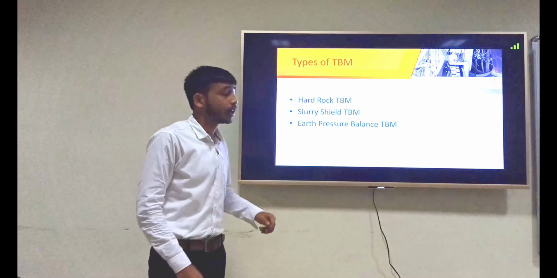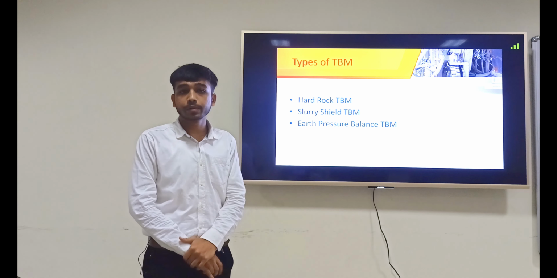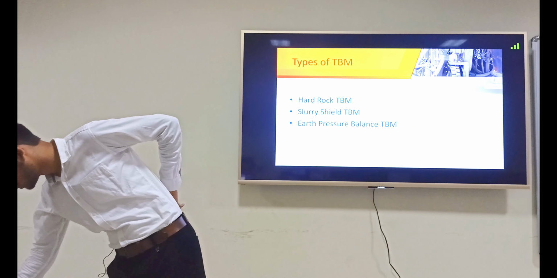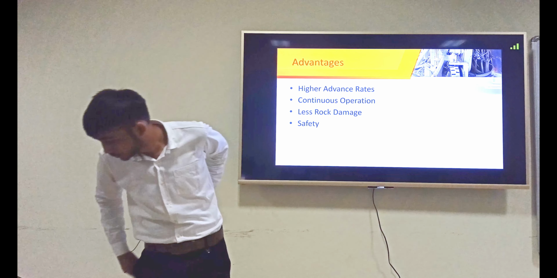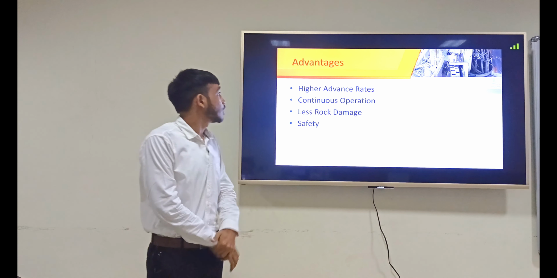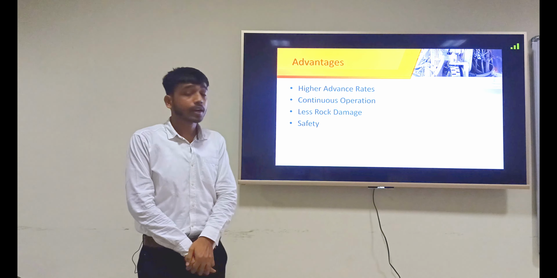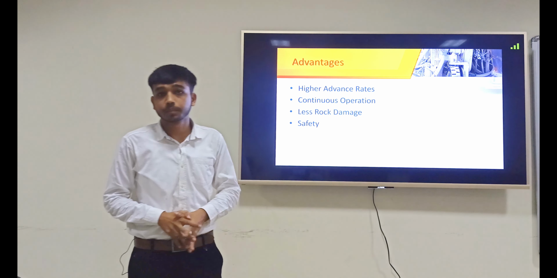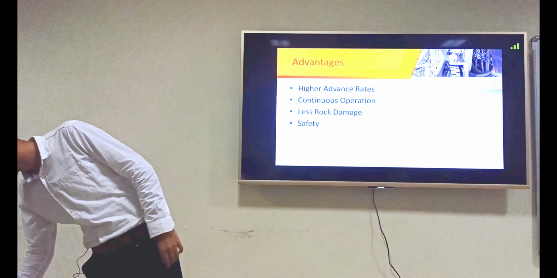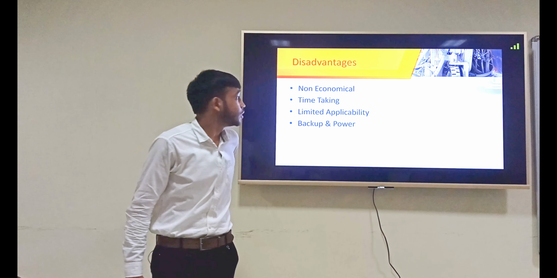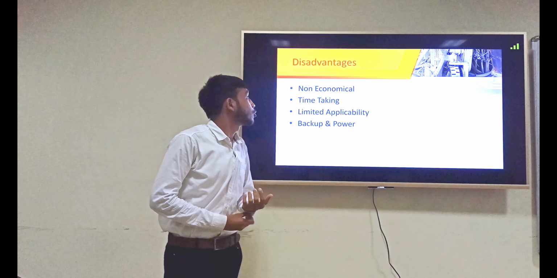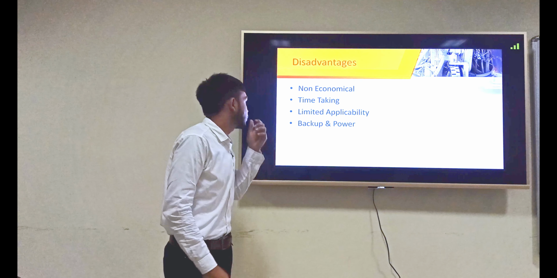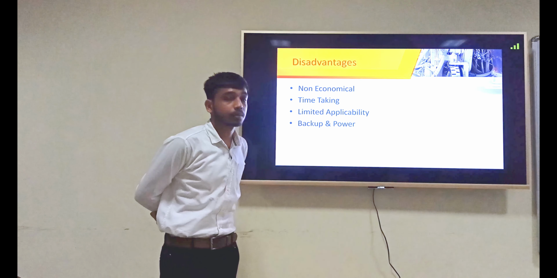Types of TBM: hard rock TBM, slurry shield TBM, earth pressure balance TBM. Advantages of TBM: higher advance rate, continuous operation, less rock damage and better safety. Disadvantages: non-economical in nature, very time taking, limited applicability, and requires more backup and high power.